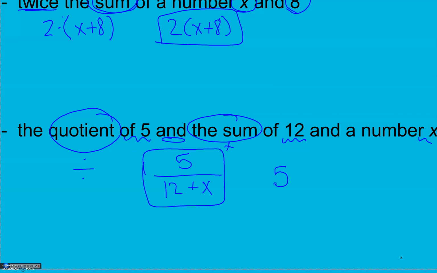We could also go 5 divided by, and again, the sum here means we're going to have to put parentheses, 12 and x. And as long as we write it as a fraction, the only thing on the bottom is that addition, so we don't need the parentheses. But if that denominator would have had something else with it, then we would have had to. Just like here, we have 5 divided by the sum, so it has to be in parentheses. Same thing would have had to happen here. It's just in our denominator, the only thing we have is that sum.